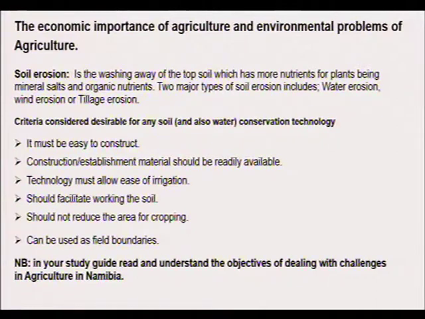You can go into your study guides and look at these criteria that must be considered, or these are the criteria that are considered desirable for any soil conservation technology. Now, in your study guide also, I am urging you to read and understand the objectives of dealing with challenges in agriculture in Namibia.